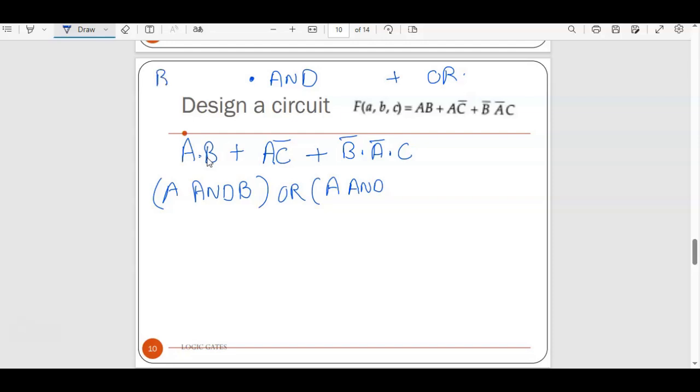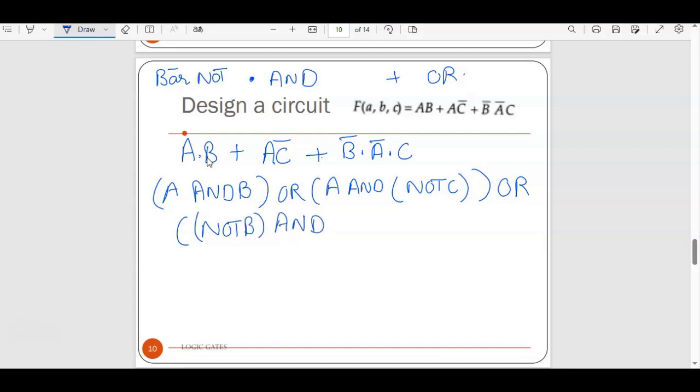So you know bar is for what? Bar is for NOT gate, right? So write down here A, and here you will write NOT of C. Okay, then close it, and again plus sign is for OR. Here you have NOT of B. Then you have dot here, so you will write AND and then NOT of A, and then you have C. Okay, and the whole thing you will close it here. So well, this is done: AB plus AC bar plus B bar A bar C.